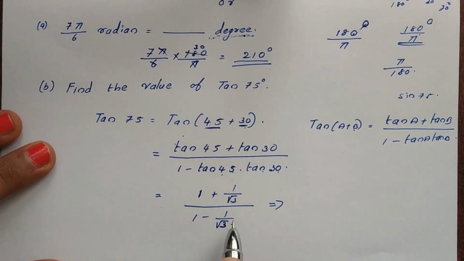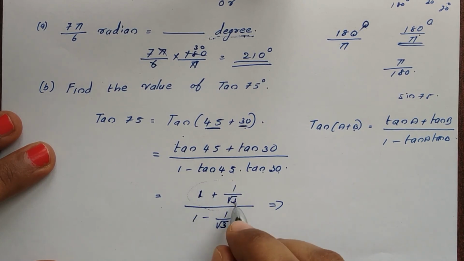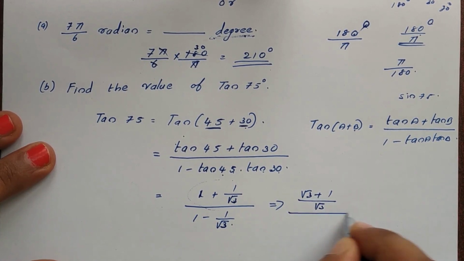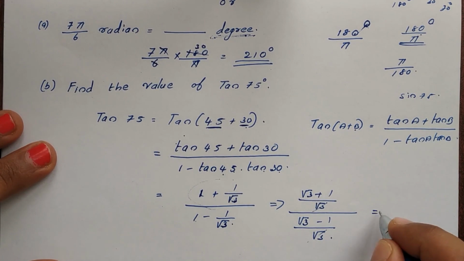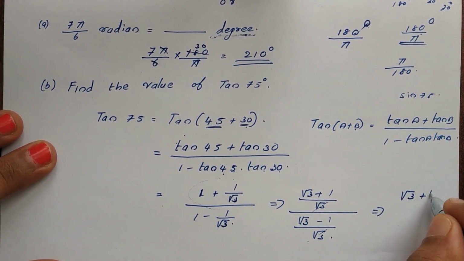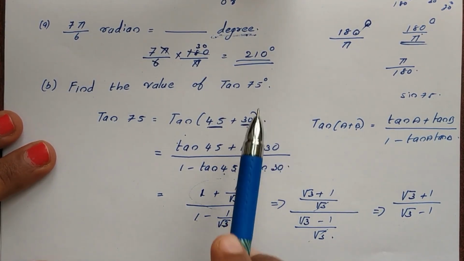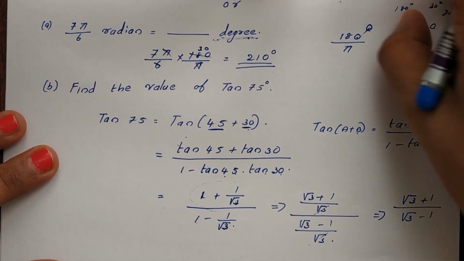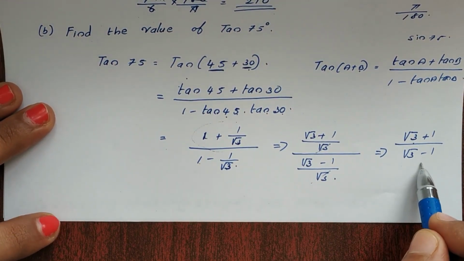In the numerator, 1 plus 1 by root 3, taking the LCM, root 3 plus 1 divided by root 3, divided by root 3 minus 1 divided by root 3. The root 3 cancels, so we get root 3 plus 1 divided by root 3 minus 1.